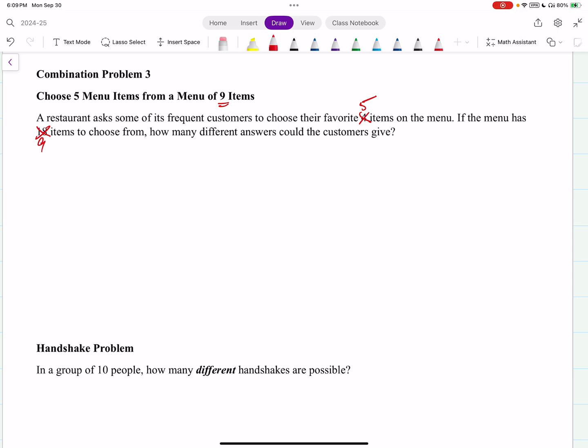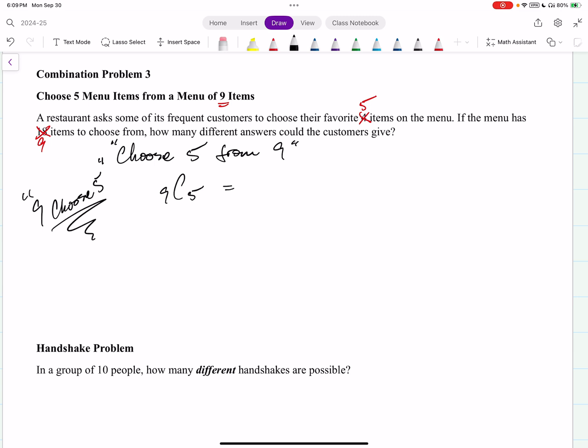So we're choosing 5 items from 9. Okay, so let's write down, choose 5 from 9 total. So choose 5 from 9, or you can say, excuse me, 9 choose 5. That's how you say it. So 9 choose 5. So from 9 items, we're choosing 5 menu items, okay? So 9 choose 5, in quotes. That's how you say it. 9 choose 5. Okay, so here we go.